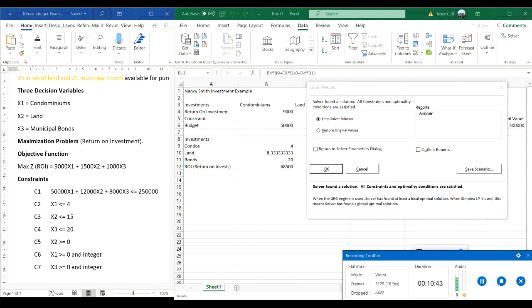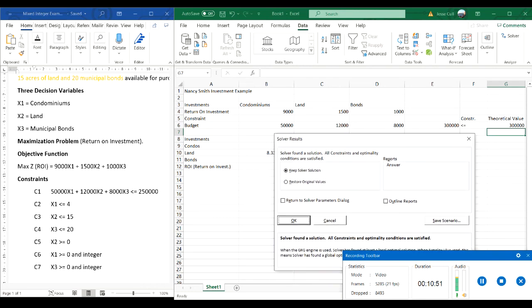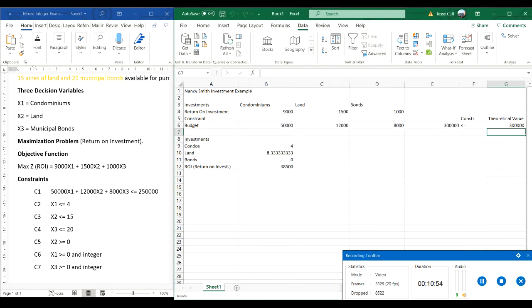A small mistake was made somewhere. Wait, please. All right, everyone. Sorry about that. I just had to check. I made one small mistake when I was inputting this formula. We have B6 times B9, C6 times B10, and then the last one should have been, and it was corrected, and now we're getting the correct answer. So we have 4 condos, 8.33 land, and 48,500 total value.